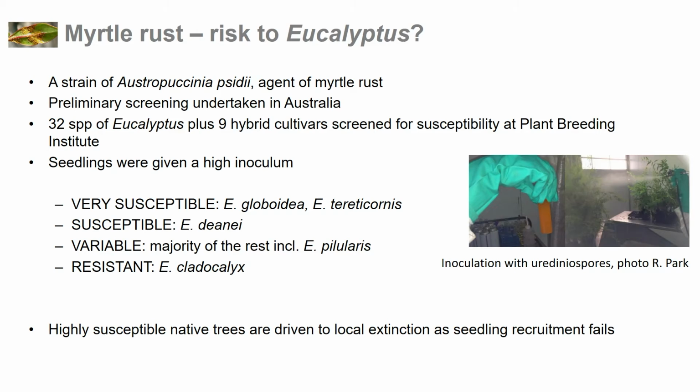My next example covers myrtle rust and evidence for the risk that myrtle rust poses to eucalyptus. As you probably know by now, a strain of Austropuccinia psidii is the agent responsible for myrtle rust. When myrtle rust arrived in Australia, preliminary screening of 32 species of eucalyptus plus 9 hybrid cultivars was undertaken in the laboratory using very young plants.